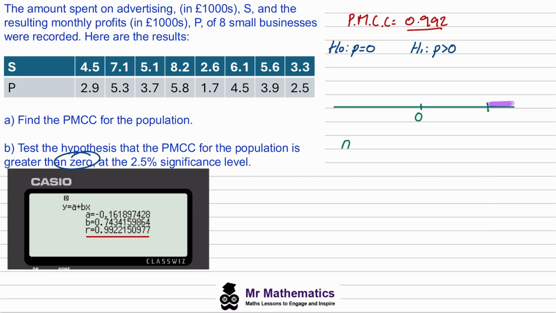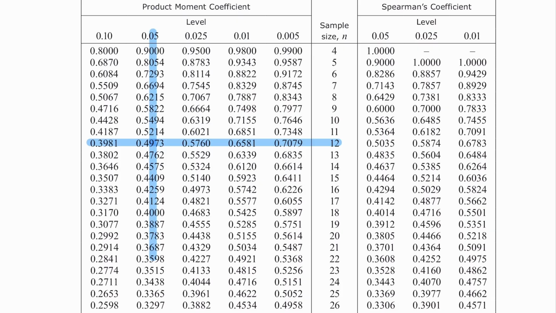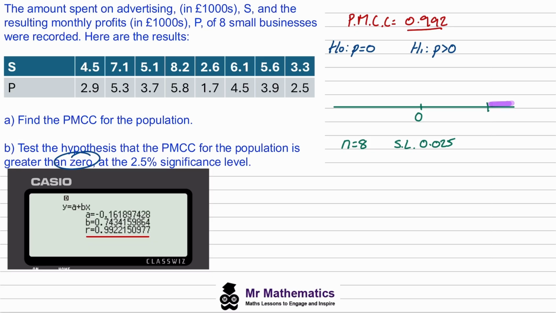We know there's a sample size of 8 and a significance level of 0.025. So if we go back to our tables, we've got our significance level and our sample size. So the critical value is 0.7067. I'll label this on our diagram here, 0.7067. And you can see that the test statistic is 0.992.